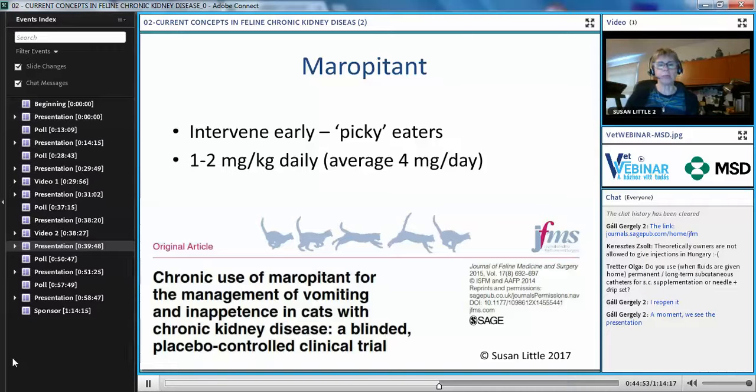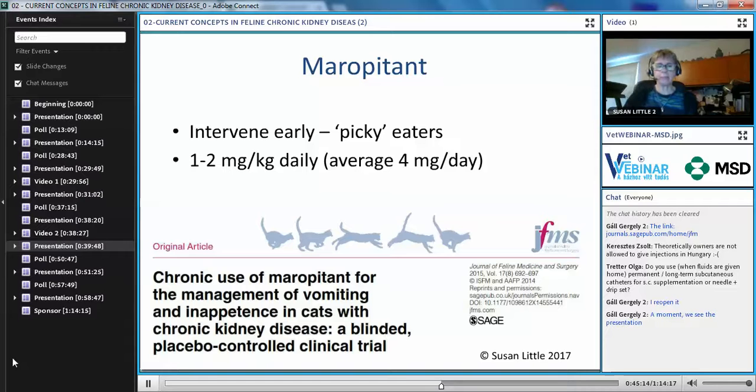So it has been safe for use over weeks and months in cats with chronic kidney disease to help reduce their nausea and help them to eat better. Typically, the dose would start at a milligram per kilo or as much as 2 milligrams per kilo given once a day. And again, they can get it for as long as they need it.